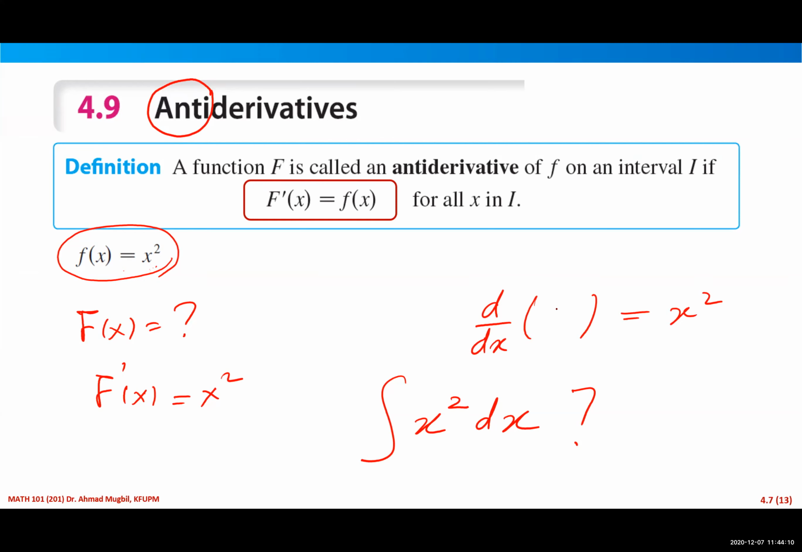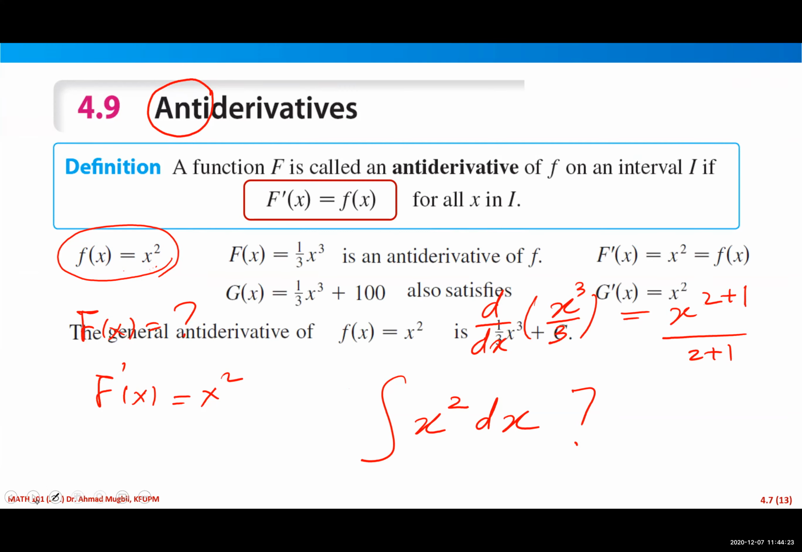It is x cubed over 3, x cubed, the power 3. What do you notice? We just add 1 and we divide by the new power. And this is a general rule for the powers. For the power rules, we will mention it.